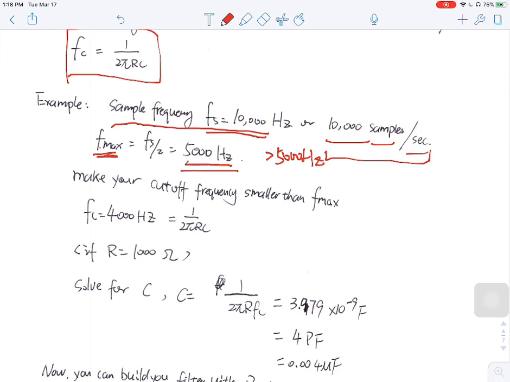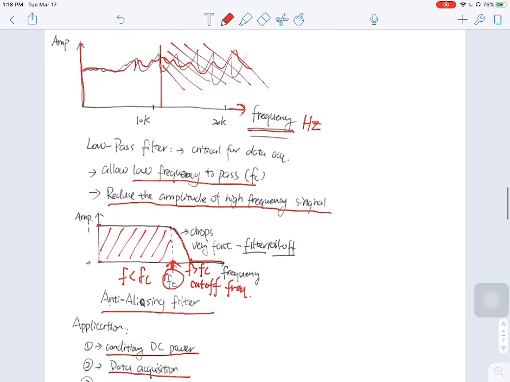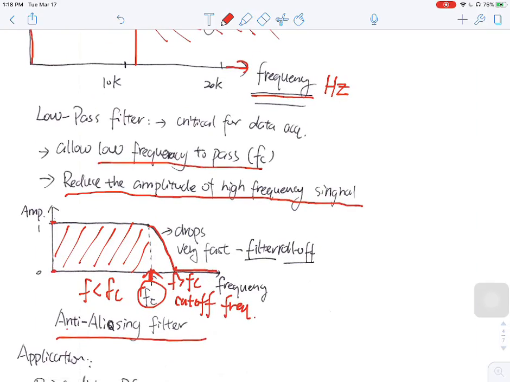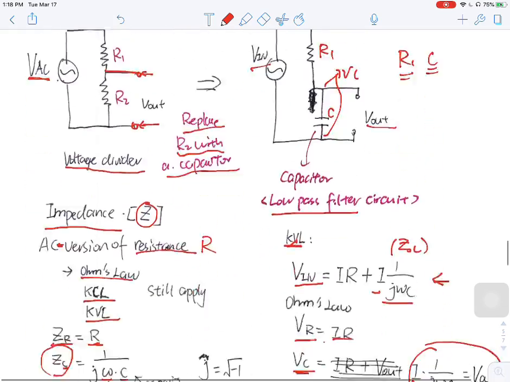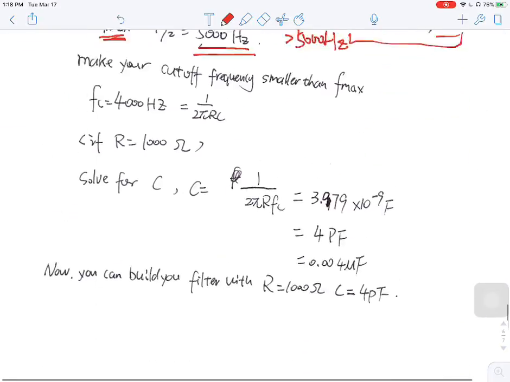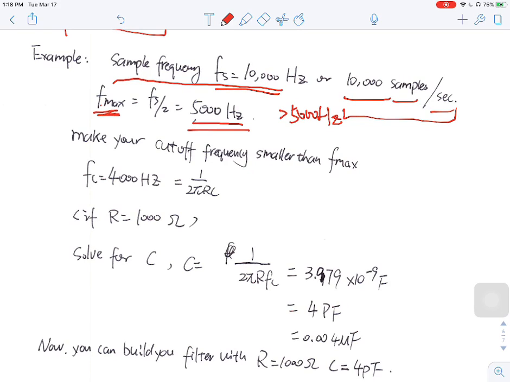However, if we go back here, the low pass filter will have this decreasing zone, so you need to give a buffer or margin for the frequency you want to filter out. That's why we want to choose a slightly smaller frequency for your design. We want to choose the cutoff frequency to be around 4,000 hertz, which is slightly smaller than this maximum frequency.